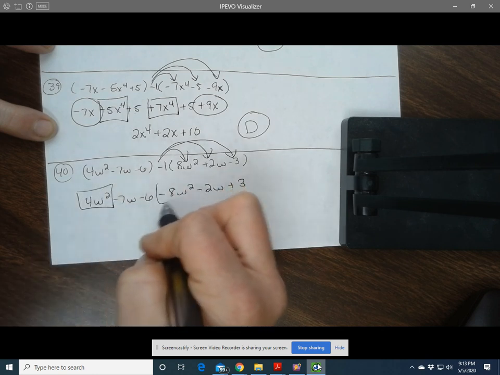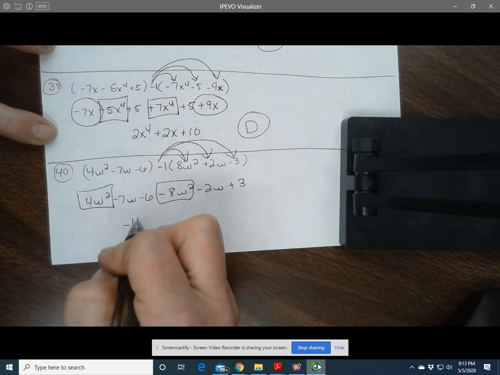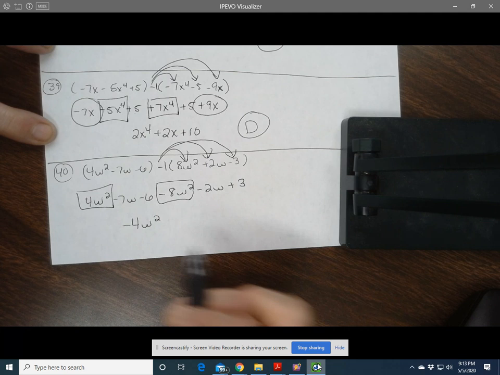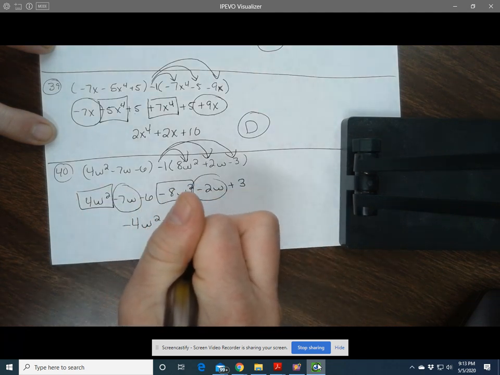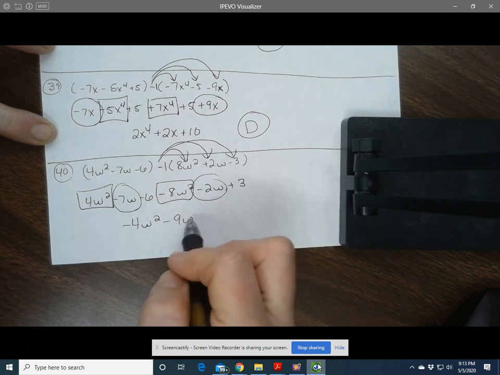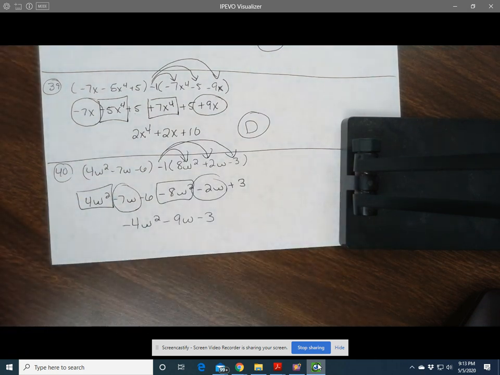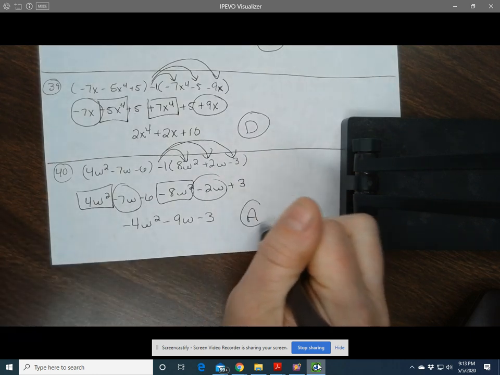I can combine my w squared. That's going to become a -4w squared. I can combine my w, so that's going to be minus 9w. And then I can combine my numbers, which is going to be minus 3. That means that that one is actually option A.